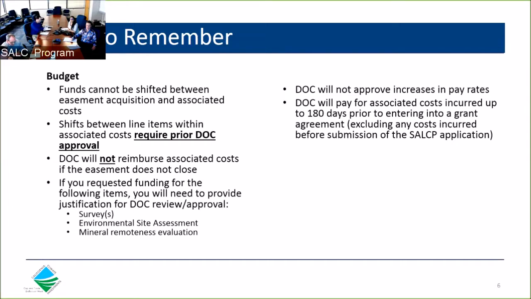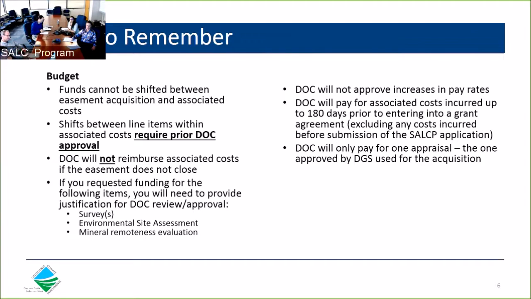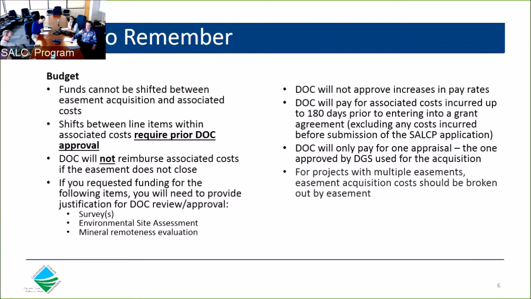If requested in your grant application, DOC can pay for one appraisal. If multiple appraisals are needed for the project, DOC will pay for the DGS, which is Department of General Services, approved appraisal that establishes the final ACE or the final easement value. And if your project includes multiple easements, in the budget portion of the grant agreement, your grant manager will list each individual easement with a breakdown of costs.